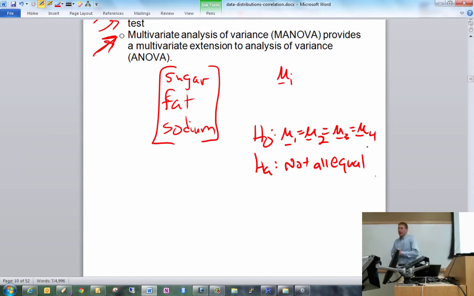Where now our null hypothesis is the mean vector for shelf 1 equals the mean vector for shelf 2, all the way up to the mean vector for shelf 4. The alternative would be, well, at least one mean vector is not equal. That's one thing we'd be interested in with that cereal data. This is multivariate analysis of variance because I have mean vectors versus just the scalars that you would have had in an ANOVA setting. In fact, if you had me for STAT 870, we looked at just sugar content alone, and we did the same hypothesis tests. So we used regular old ANOVA methods.